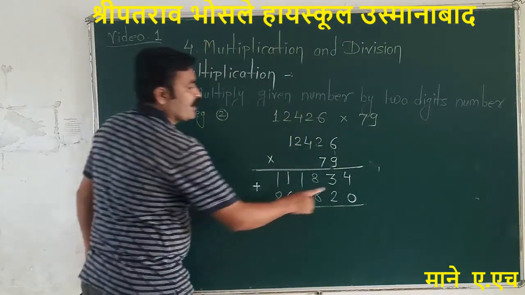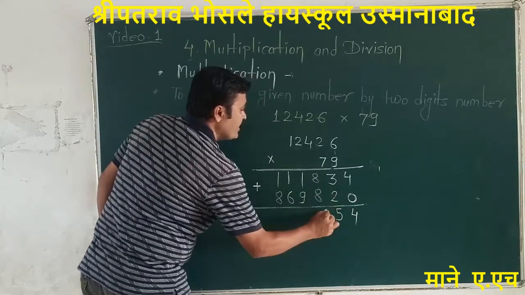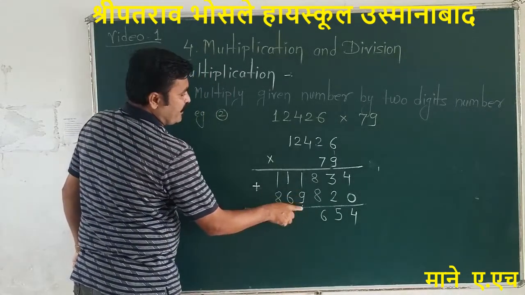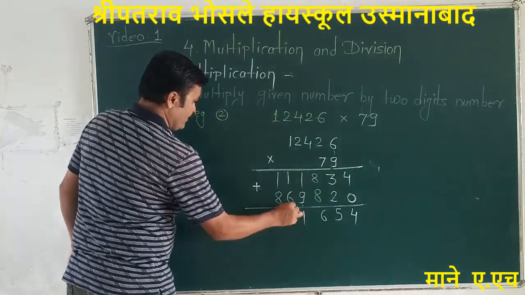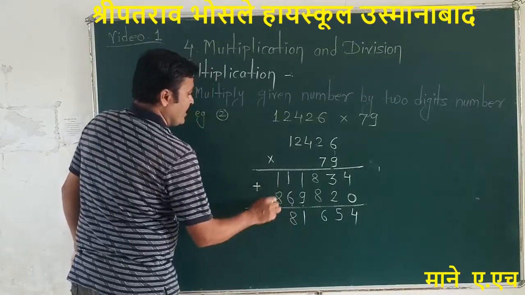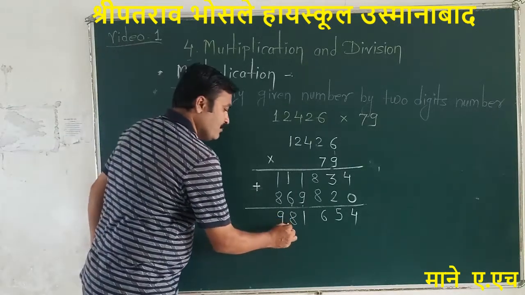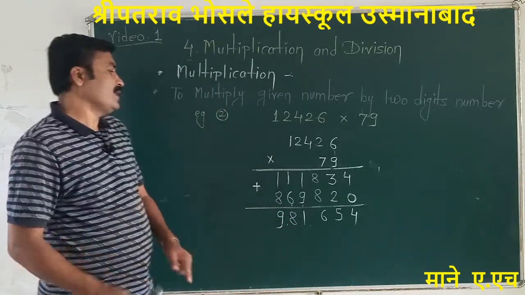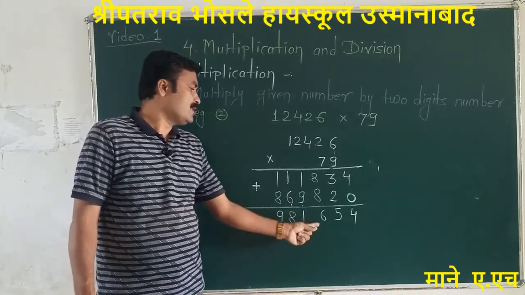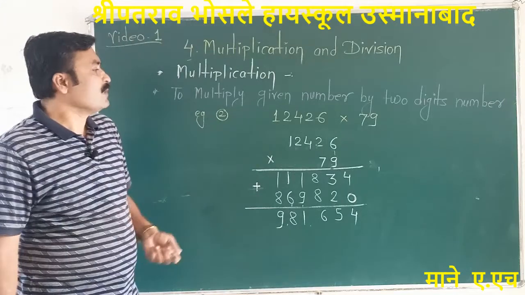Now take the addition here. 4 plus 0, 4. 3 plus 2, 5. 8 plus 8, 16. Write here 6, 1 carry. 1 plus 9, 10. 10 plus 1, 11. Write here 1, 1 carry. 1 plus 6, 7. 7 plus 1, 8. And last addition, 1 plus 8, 9. So after this multiplication process, we got the final answer in the form of 6 digits, 9,81,654. This is the final answer of this multiplication.